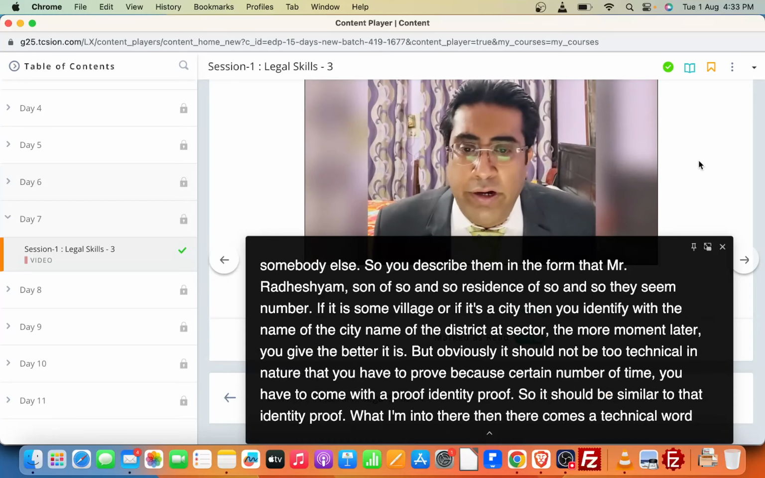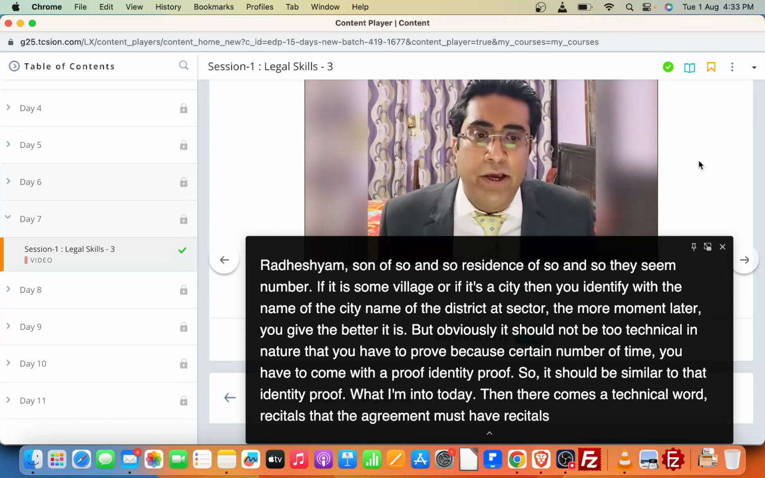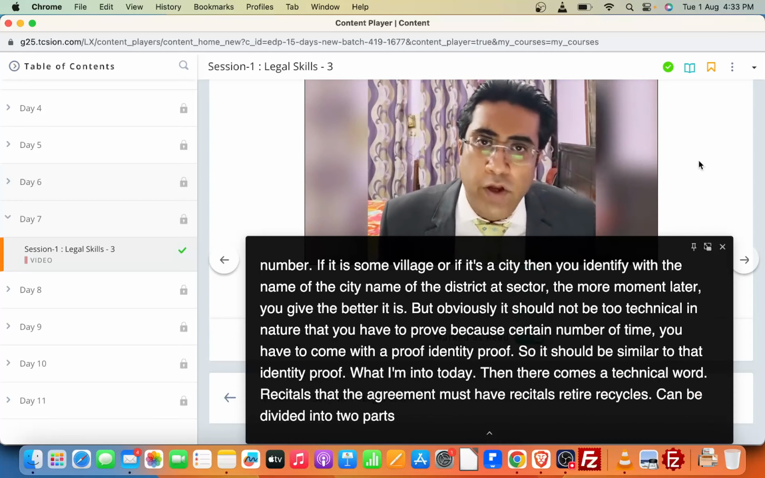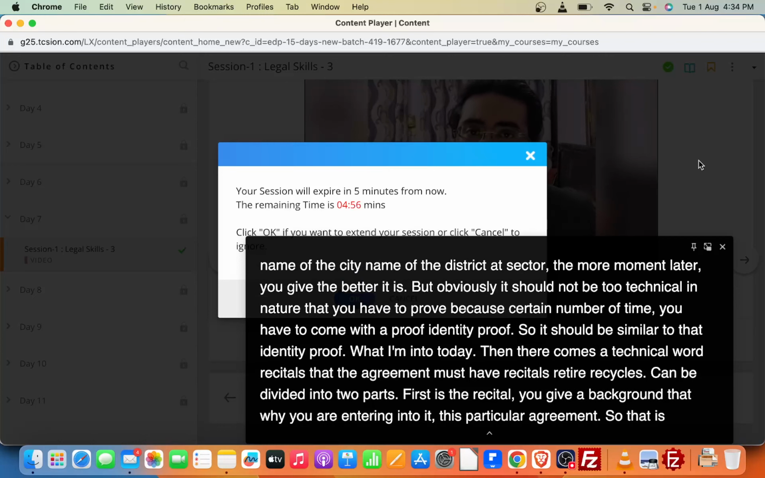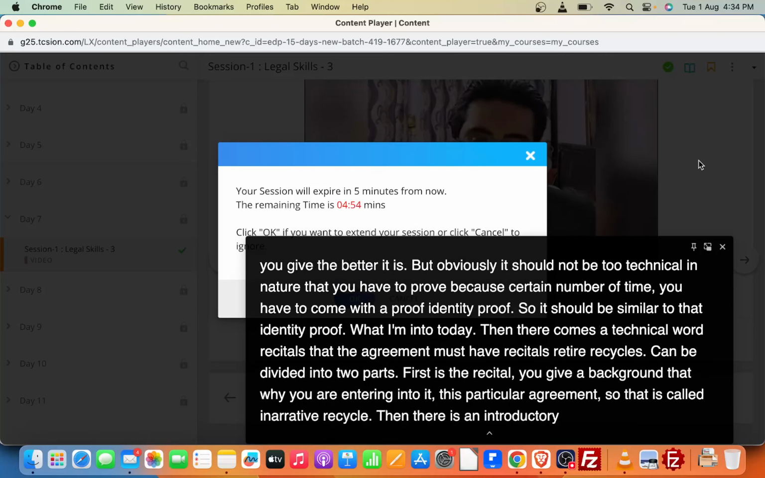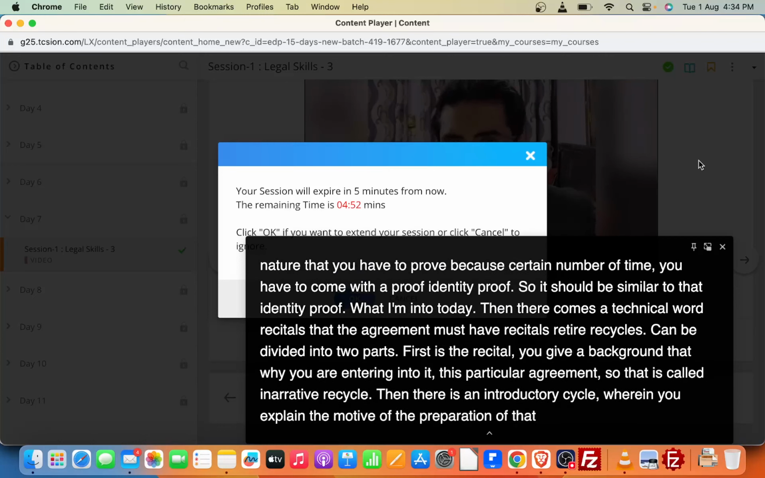Then there comes a technical word, recitals, that the agreement must have recitals. Recitals can be divided into two parts. First is the recital, you give a background, that why you are entering into this particular agreement. So that is called a narrative recital. Then there is an introductory recital, wherein you explain the motive of the preparation of that particular deed or the agreement.